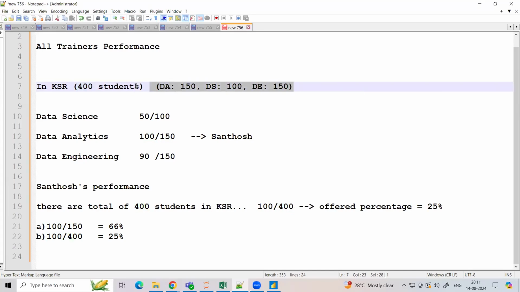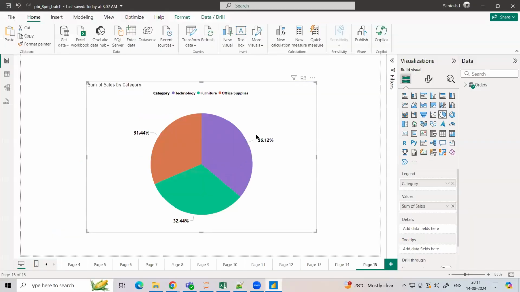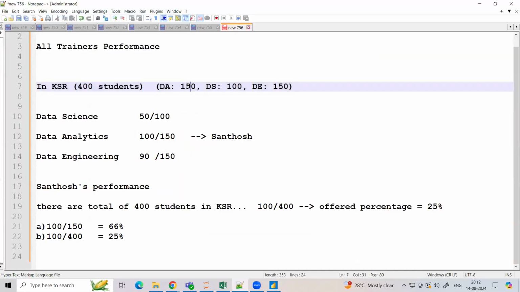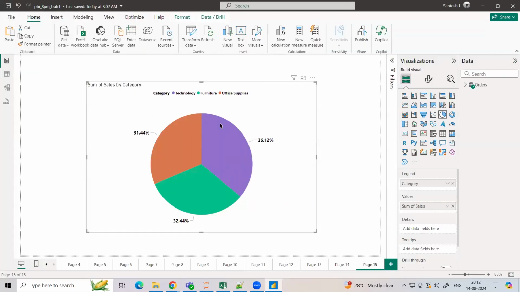If I want to plot this in the pie chart, I'll get how many students are from data analytics, how many students are from data science, and how many students are from data engineering. That percentage I will get. So 150 divided by 400, you will get some percent. That percent will go here.